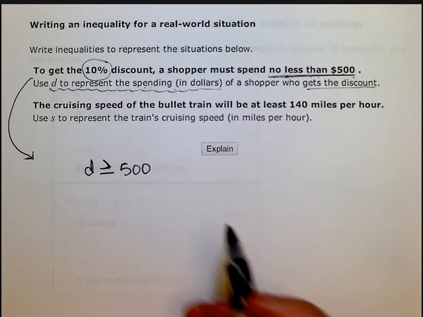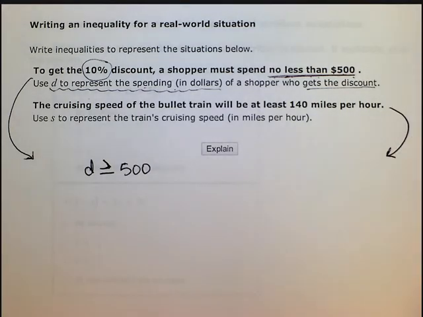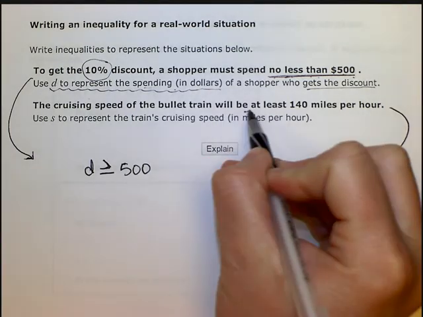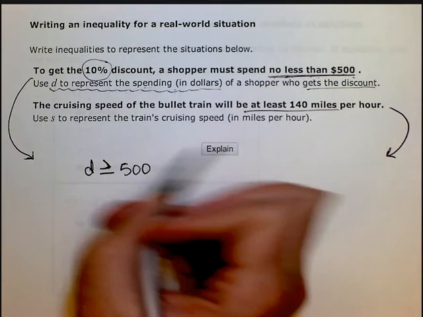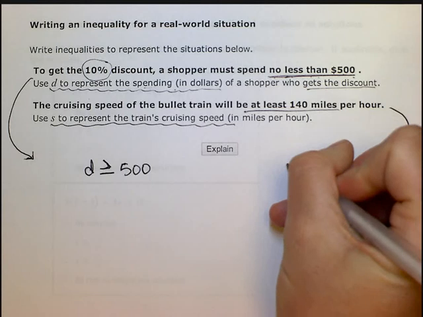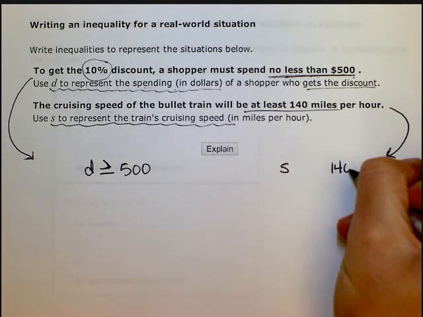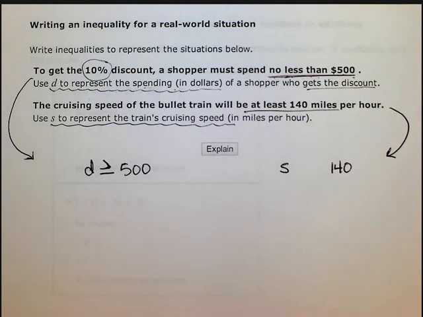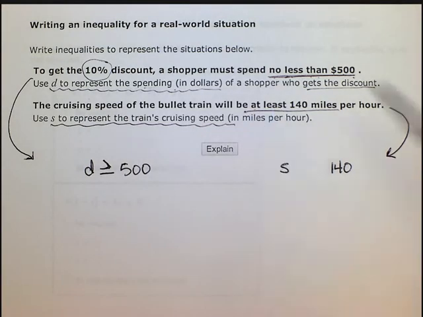Now in the second situation, I'm going to go ahead and write that over here. It says the cruising speed of the bullet train will be at least 140 miles per hour. Use S to represent the train's cruising speed. So we know their cruising speed is S, and we know it has something to do with 140 miles an hour. Now we need to decide which inequality symbol represents at least 140 miles an hour.